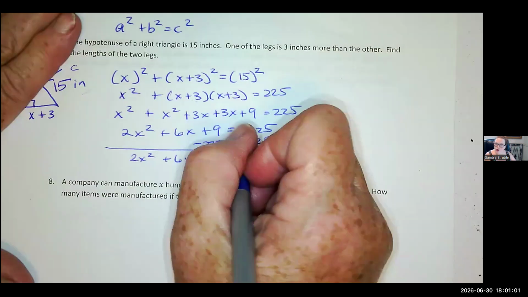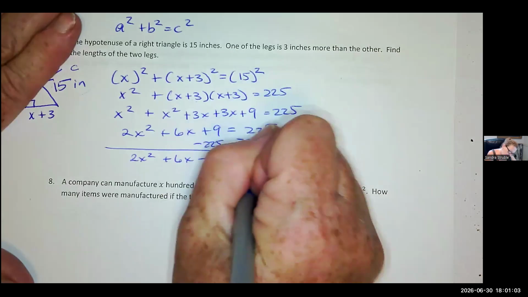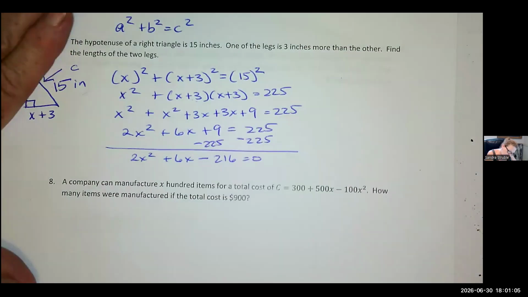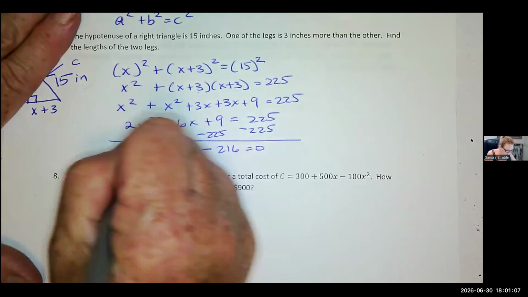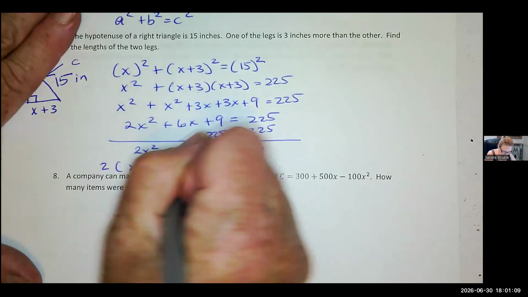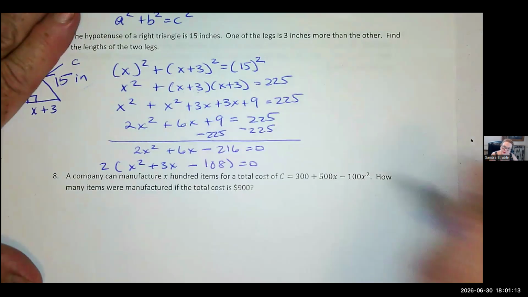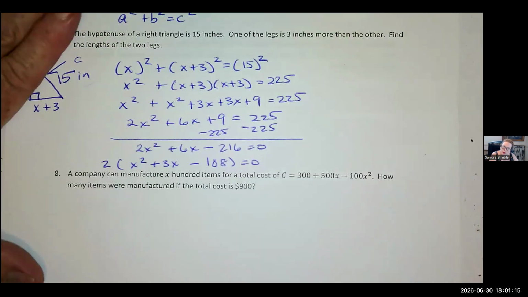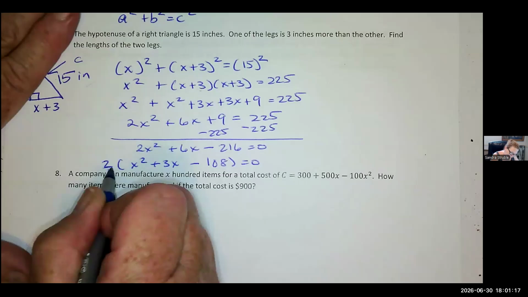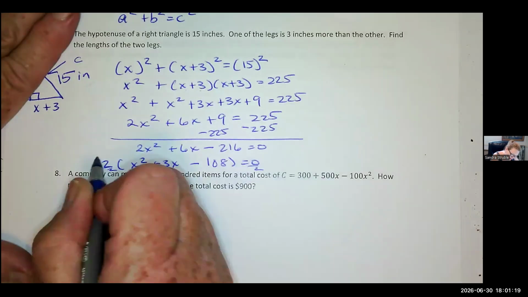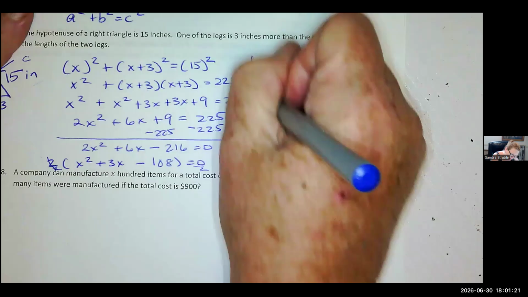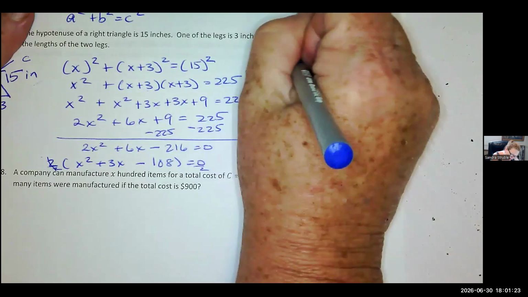All right, I see they're all even, so I'm going to start by factoring out a 2. Now to get rid of that 2, because there's not an x with it, I can just divide both sides of the equal sign by 2, and booyah, it's gone. Now we're just left with x squared plus 3x minus 108 is equal to 0.